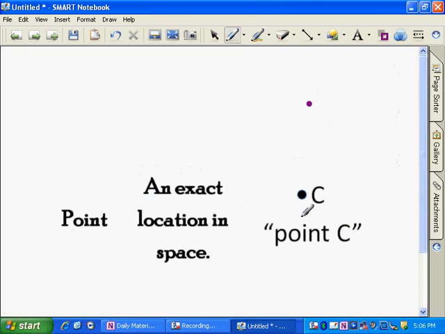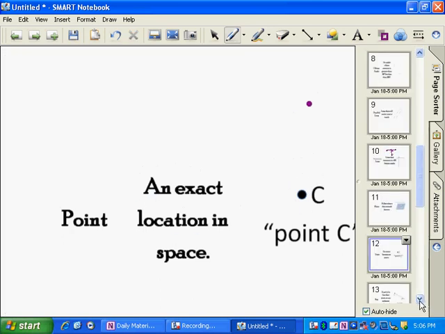A point is an exact location in space, so that was just an example of point C.